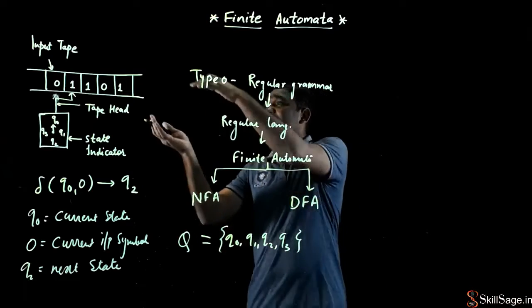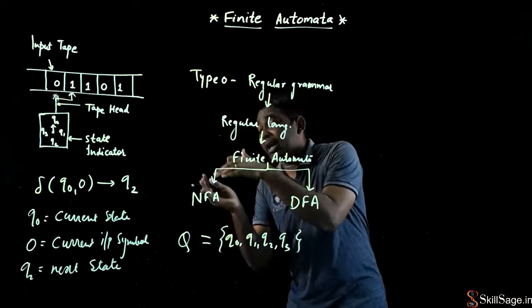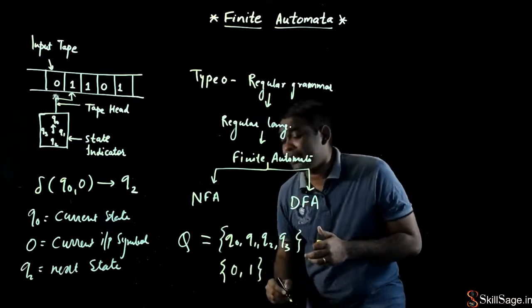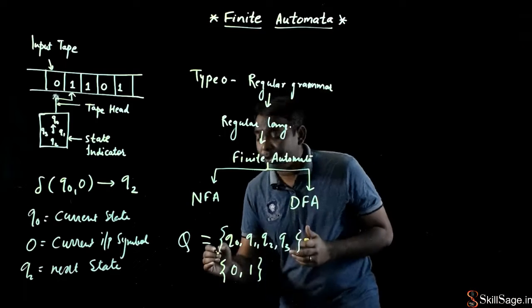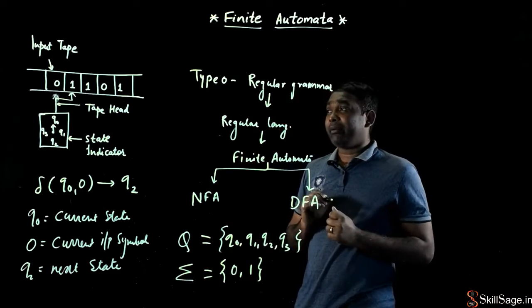So I'm having a string which consists of only zeros and ones. So I'm working on which sets? I'm working on the input set, or input alphabets. It is a set of zeros and ones. That is denoted by, I'll just say, sigma.